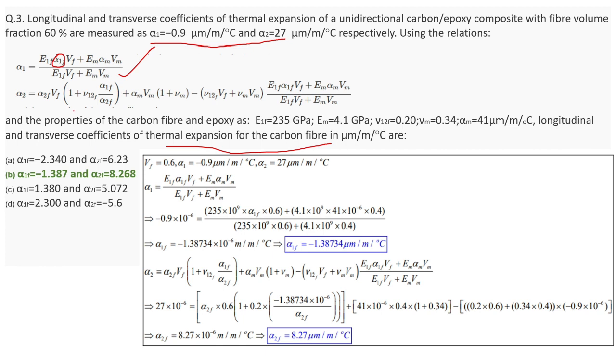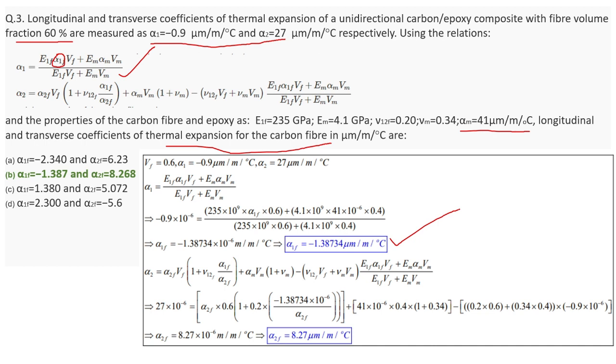So in the first equation, alpha 1 value is given, minus 0.9, and all the other values that are required, like E1F, VF, EM, alpha M, are given to us. The volume fraction is given as 60%, that will be 0.6. We'll put all these values here, and from that we can get the value of alpha 1F, that is the coefficient of thermal expansion in the longitudinal direction.